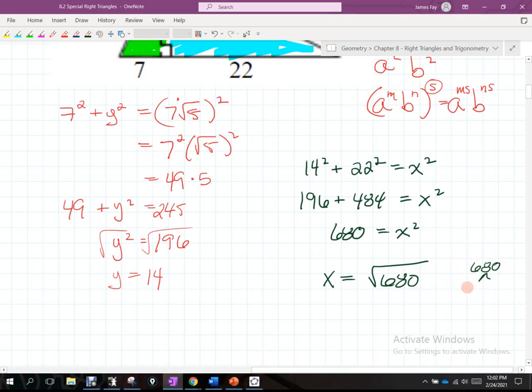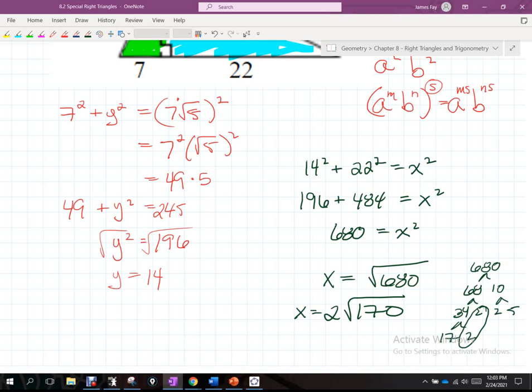680 is 68 and 10. 68 is 34 and 2. 34 is 17 and 2. 10 is 2 and 5. Would you agree that there's one group of 2's? And then the 17, the 2 and the 5 go back together as 170. So 2 radical 170 is what we're looking for as that distance. Does that make sense?